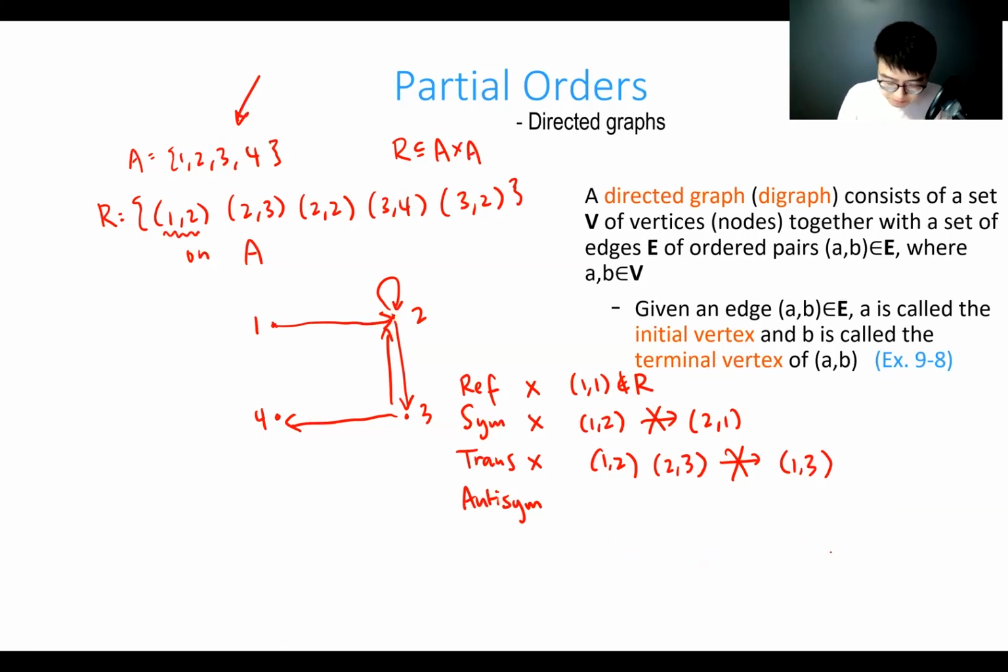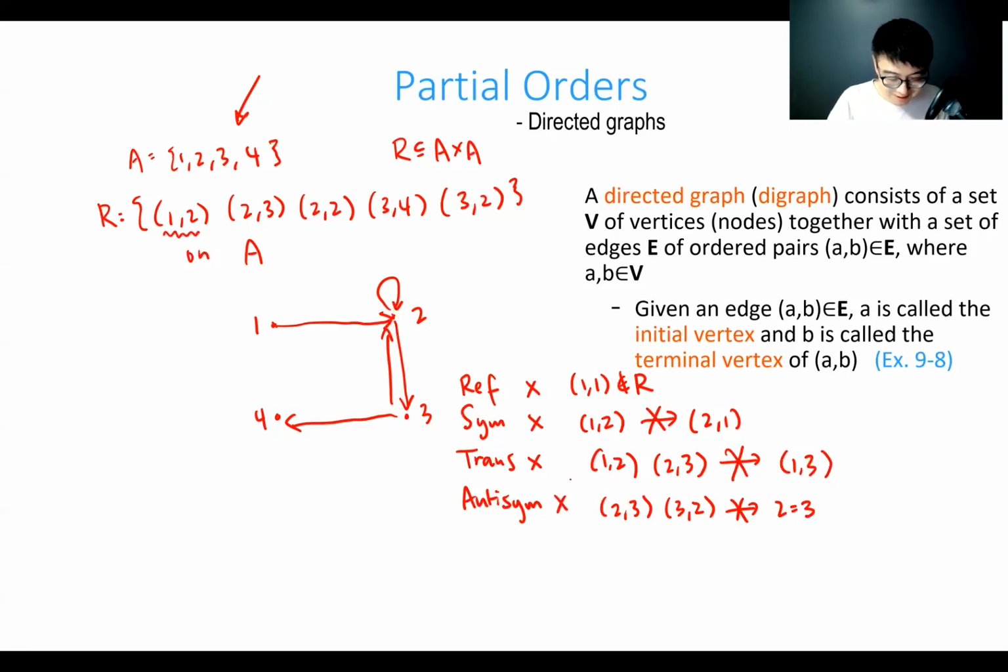Okay, so the last thing I want to talk about here is antisymmetric. Now again, what was the definition of antisymmetric? Whenever I see an arrow going one way, I better not see an arrow going the other way, right? That was antisymmetric. Well, here is our counterexample. Whenever I have xy and yx, they must be equal to each other. Here I see 2, 3, and I see 3, 2, but they're not equal to each other. So it's not antisymmetric either.